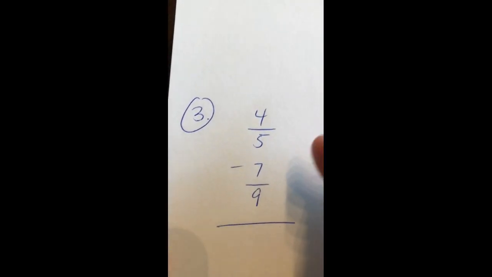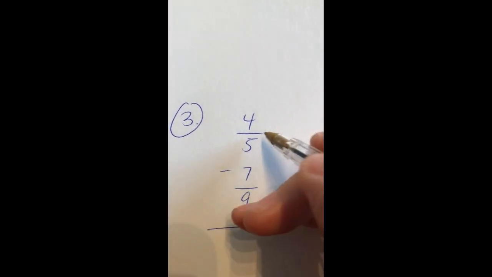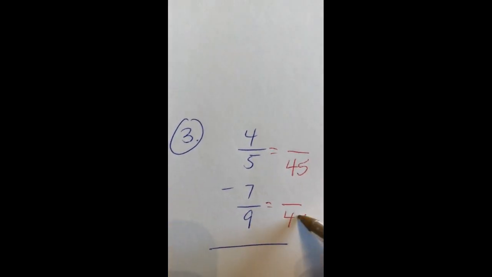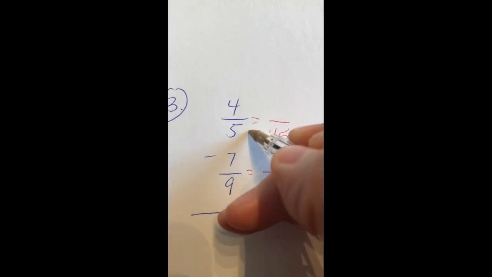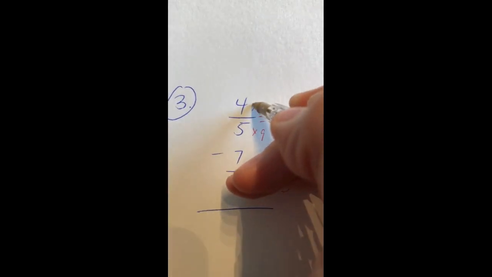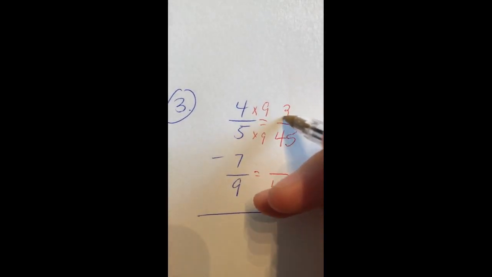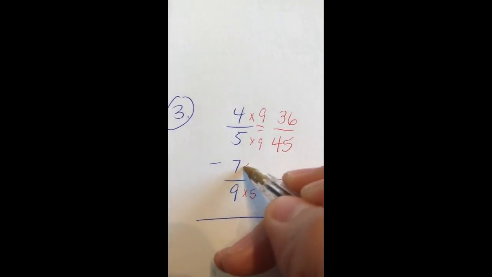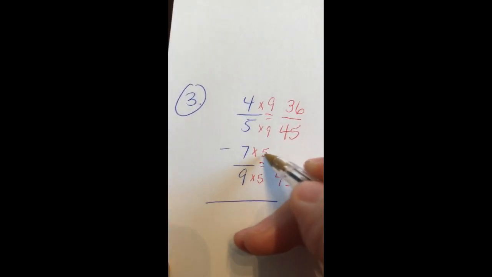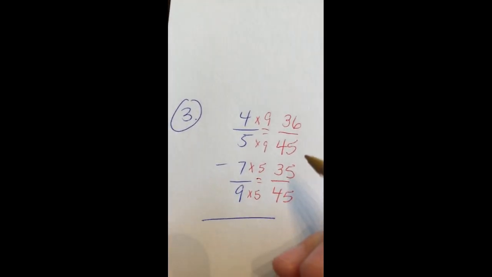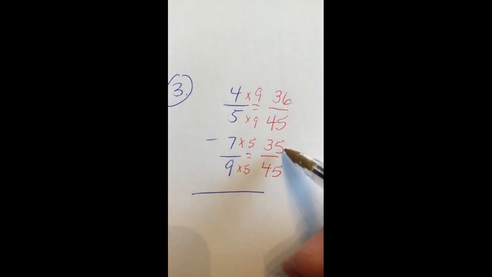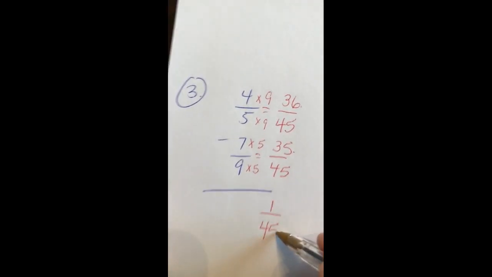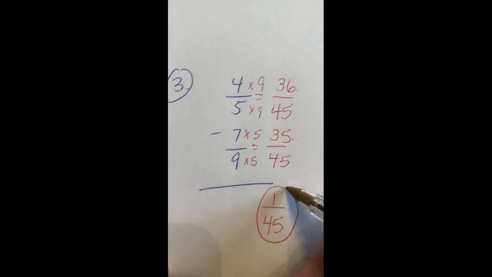Problem number 3, I have 4/5 minus 7/9. Again, I can use 45 as my common denominator. So 5 times 9 is 45. 4 times 9 is 36. Down at the bottom, 9 times 5 is 45. 7 times 5 is 35. Now I'm going to subtract. 36 minus 35 is 1 over 45. And again, it's already in simplest form.